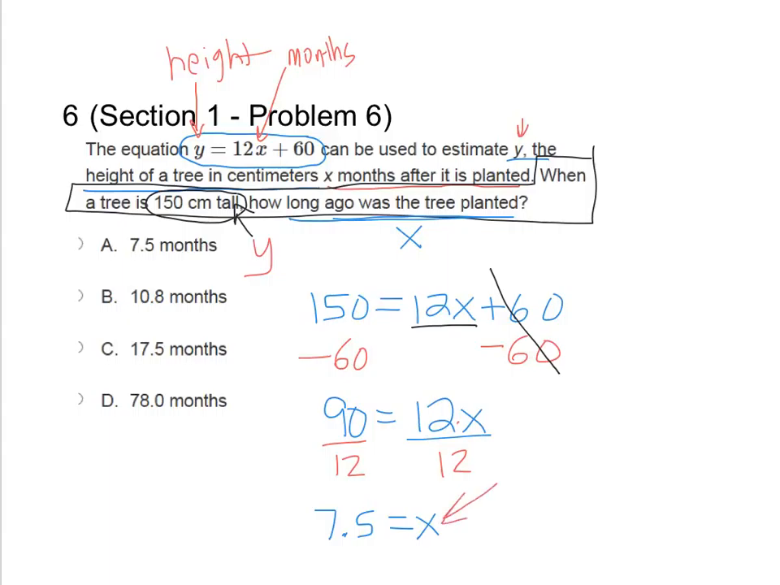What does x mean in this problem again? Well, x is the number of months after it was planted. So once again, x is the months. So when the tree is 150 centimeters tall, how long ago was it planted? Well, 7.5 is the answer. What does that mean? It's 7.5 months is how long the tree has been in the ground. So the answer that matches up with that is A.